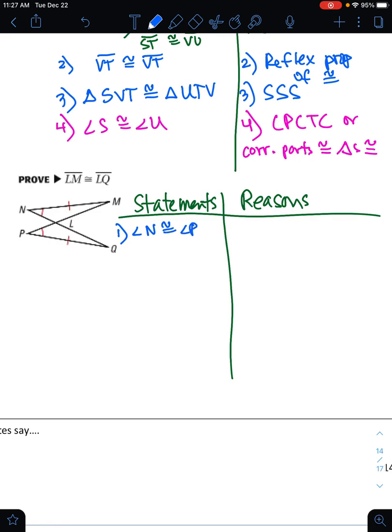So I'm writing angle N and angle P because N is not a part of any other angle and neither is P. So if the vertex of your angle is a standalone angle, then you could use the single letter name. There's absolutely nothing wrong with using the 3-letter name. Segment NP congruent to segment PQ. Those are both of my givens.